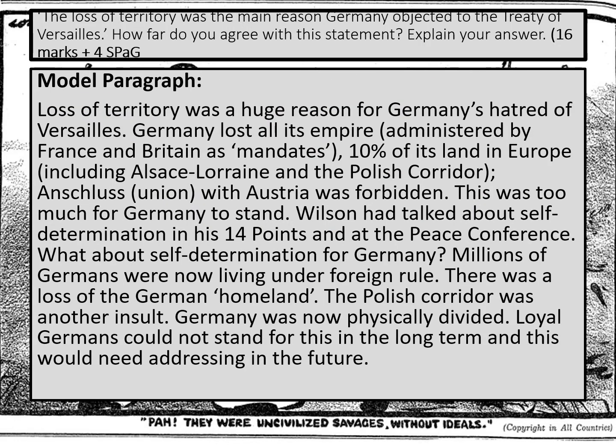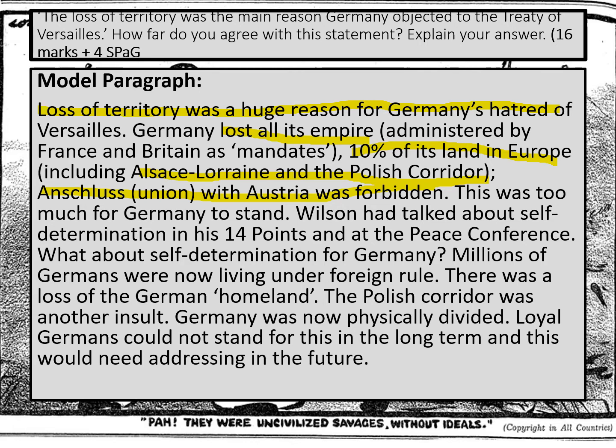Let's have a look at a model paragraph then. So loss of territory was a huge reason. So I'm already relating it back to the question. Germany's hatred of Versailles. Now I'm going to go on and talk about what they lost. Germany lost all its empire, 10% of its land in Europe, and I mentioned a couple of specifics, Alsace-Lorraine and the Polish corridor. Anschluss with Austria was forbidden. So the first part of this is just telling you what the loss of territory was.